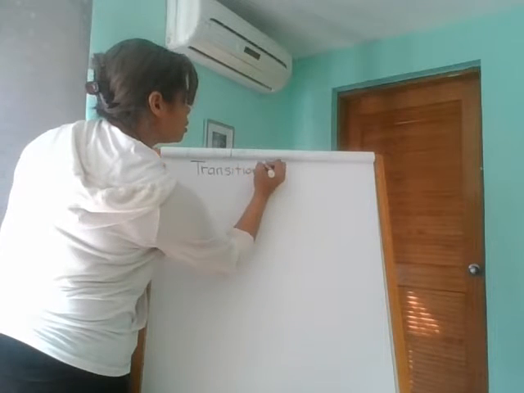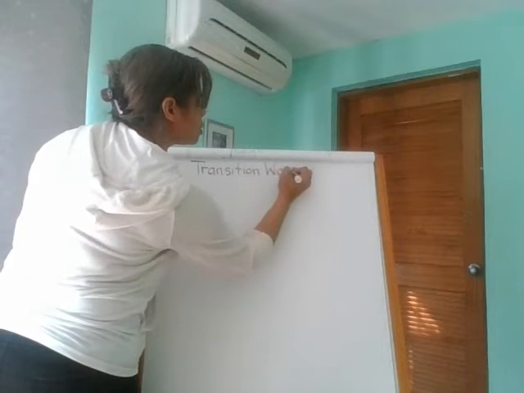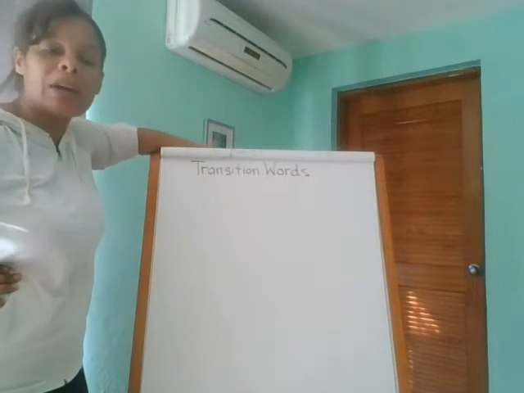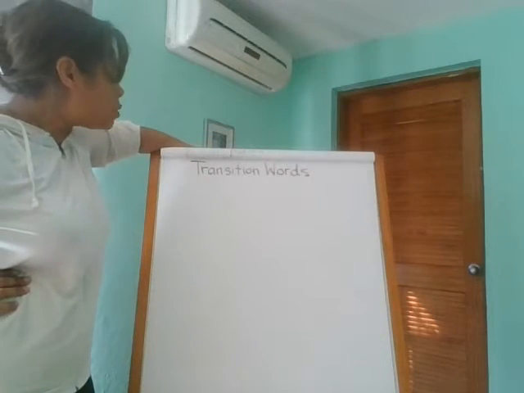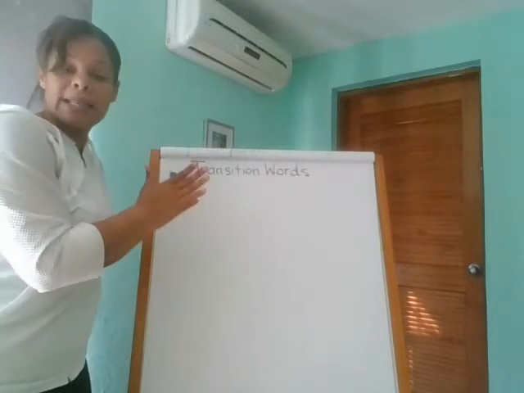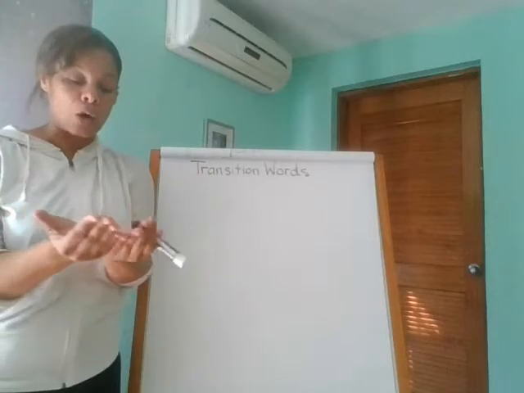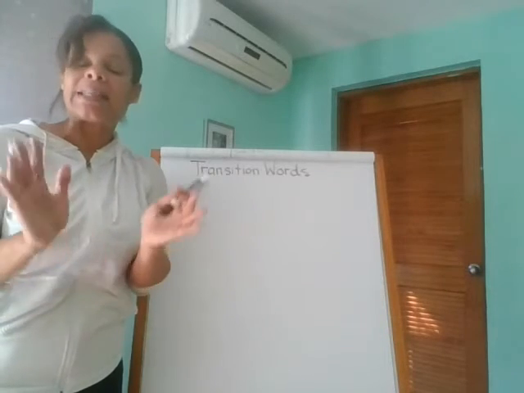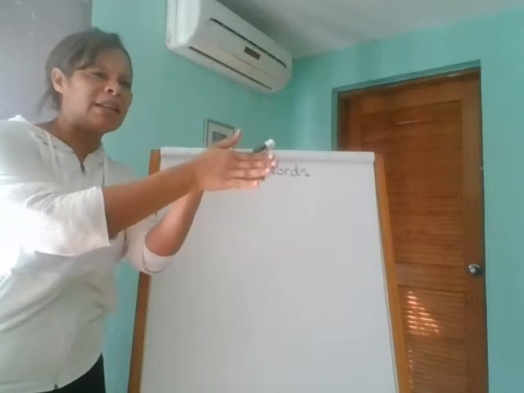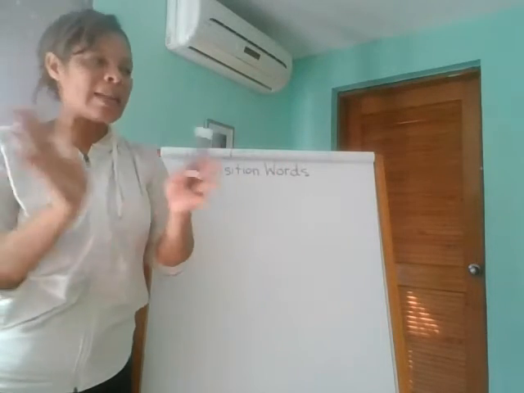Transition words. Okay? So you can write that down. And all this means is that you have some special words that help you get from one detail to the next in a way that whoever is reading your paragraph, it's clear and organized. They can say, okay, yes, first they did this, and then they did this, and then next they did this.